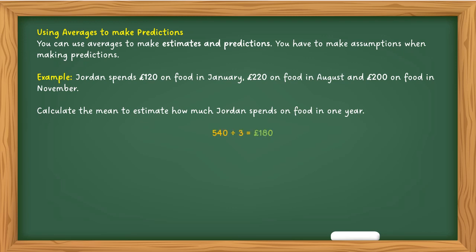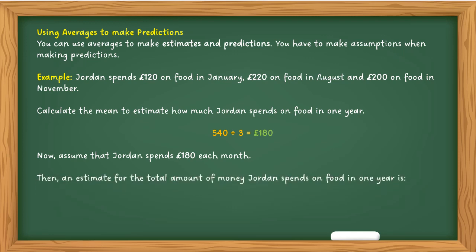All right, so you can see here, you take the 3 months, add them together, divide by 3 to find the average for 3 months, which is £180. Okay, now assume that Jordan spends £180 each month. Remember, now it's an educated guess, it's not an exact science. Okay, we then estimate the total amount Jordan spends on food in 1 year is 180 times 12, and that gives you £2,160. So that's how we can use averages to make predictions.